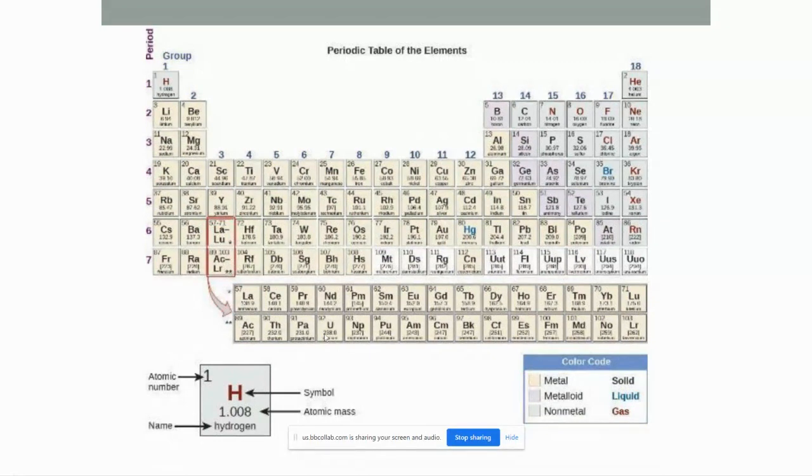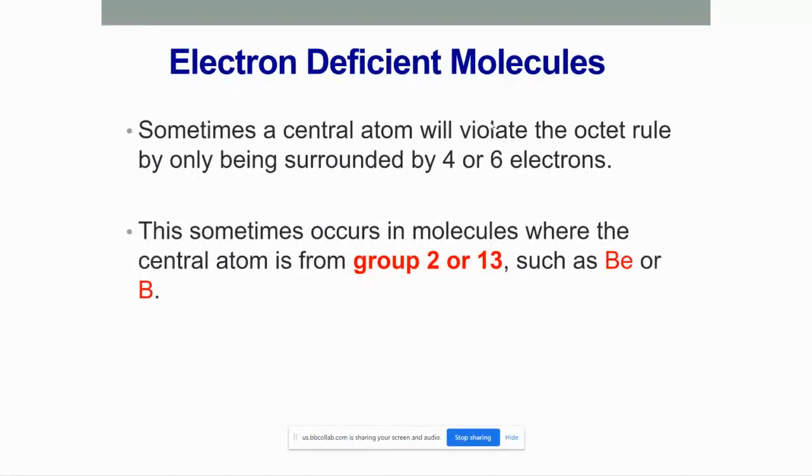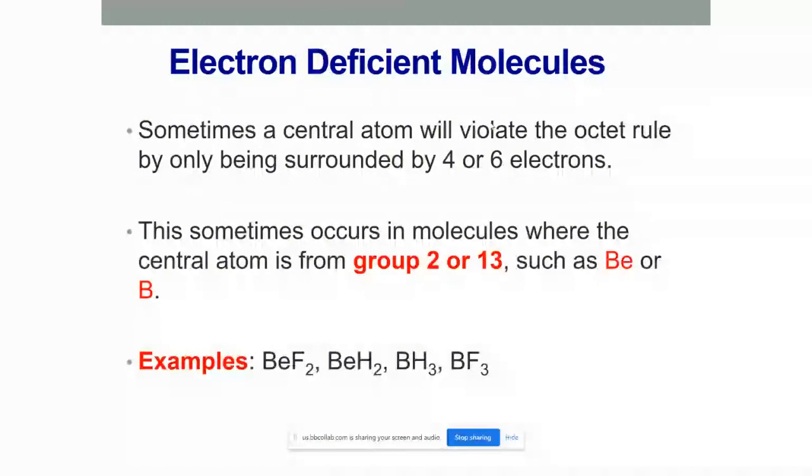Now, you might question, but aren't the group 2 elements supposed to be metals? That's why I'm mostly going to focus on beryllium and boron, and sometimes aluminum, but the examples that I have given are only based on beryllium and boron. These are the ones that have covalent bonding. These are some examples of the molecules that they make with other atoms, like BeF2, BeH2, BH3, and BF3, and they violate the octet rule.